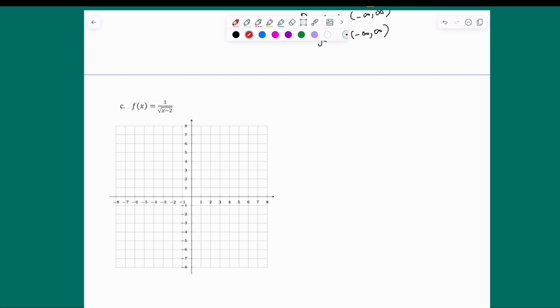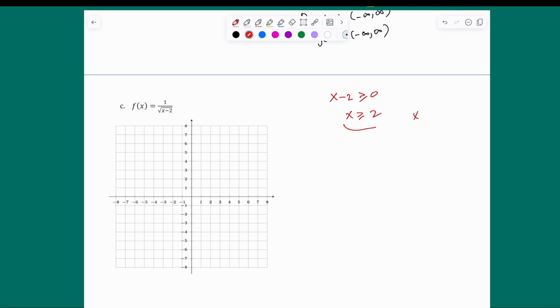All right, so the next function here is 1 over the square root of x minus 2. Notice we have an issue: we have a denominator, so we can't have that equal to 0. And then we have a square root, so we have to exclude any inputs that make the radicand negative. Clearly, if you look at x minus 2 greater than or equal to 0, this can happen at 2. So any input greater than or equal to 2 will make the radicand positive or 0.